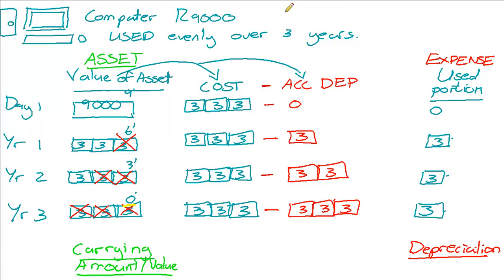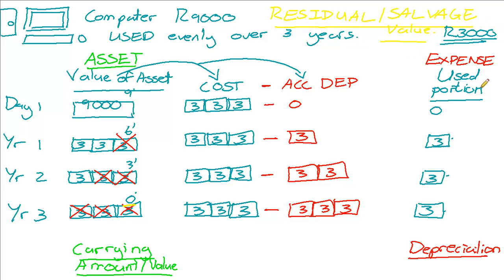So we're going to introduce another term now, which we call the residual value or the salvage value. Residual or salvage value. And that is the amount that we can sell the asset for at the end of its useful life. So let's see how it works if we take exactly the same information, but we're now going to assume that this asset has got a residual value of 3,000 Rand. So let's just put this in a different color here. So the residual value is going to be 3,000 Rand.